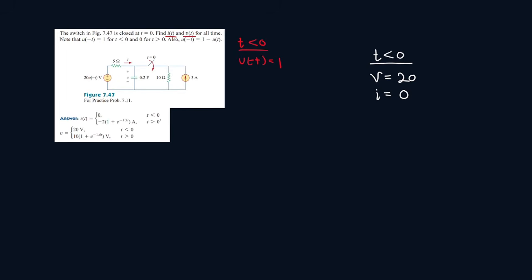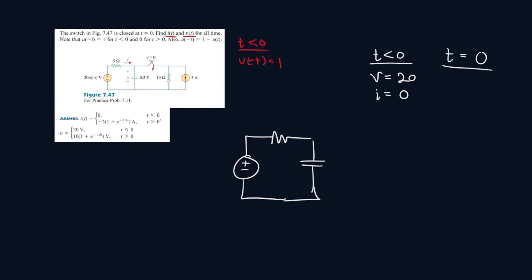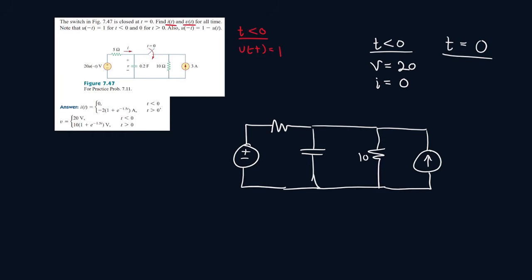So now let's focus on when t is equal to 0. So when t is equal to 0, the circuit looks like this. The switch is closed. So we can include the rest of the circuit. This is 10 ohms, 0.2 farads, and then there's a current passing through here.